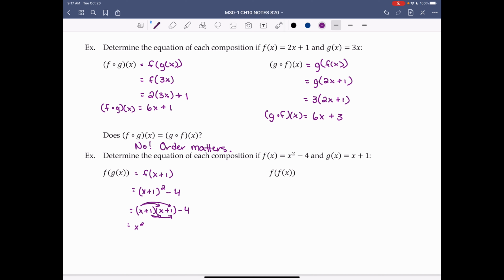x times 1 is 1x. 1 times x is 1x, so that gives us 2x. 1 times 1 is 1, and then minus 4. We get x squared plus 2x minus 3 is our f of g of x.